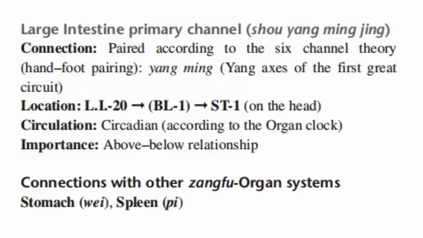With the large intestine primary channel, the connection is paired according to the 6-channel theory, the hand-foot pairing, Yang-Ming, yang axis of the first great circuit. Location: LI 20 to Bladder 1 to Stomach 1 on the head. Circulation is circadian according to the organ clock. Importance: above-below relationship. Connections with other Zangfu organs: stomach and spleen.